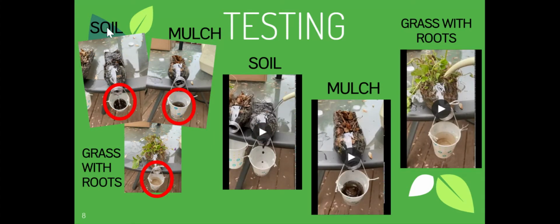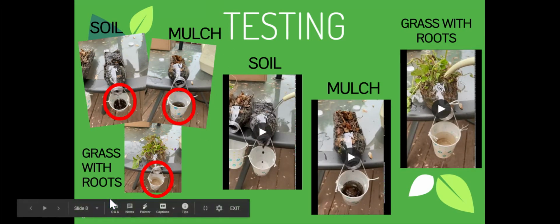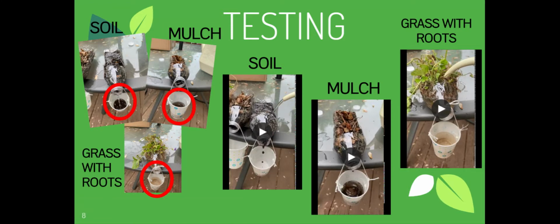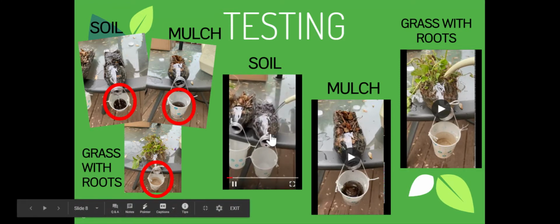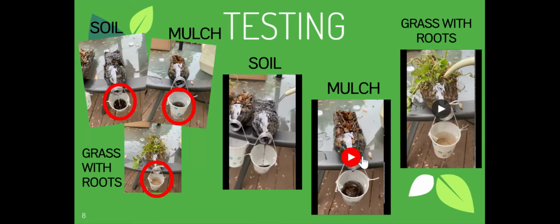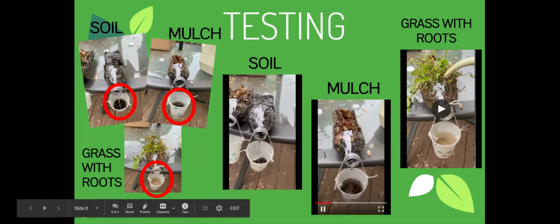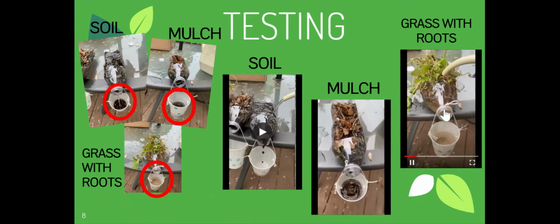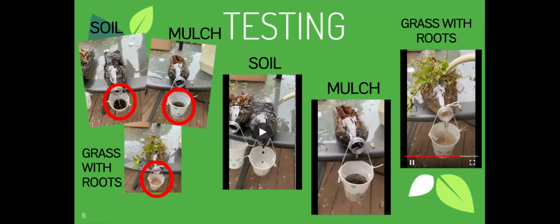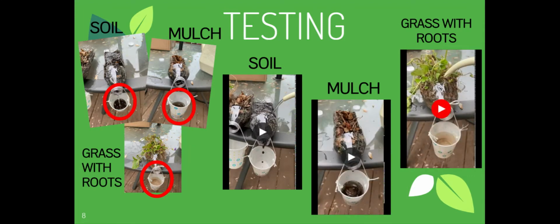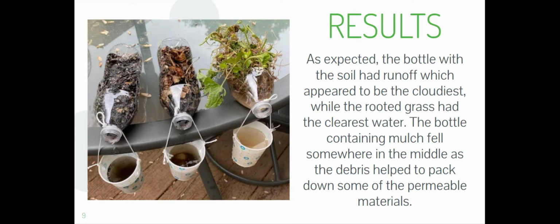So you can clearly see here the differences between my soil, mulch, and grass with roots results. The cups definitely look different in the amount of land covering that came along with the water as the erosion was occurring. You can see here very clearly, when I was testing with the soil, it was very cloudy, very dark. The mulch was kind of in between. And then finally, my grass with roots definitely came out much clearer than the other two. So my results were really as expected.